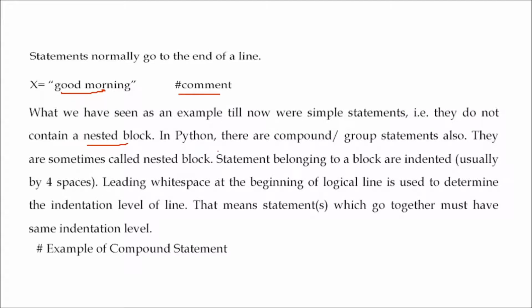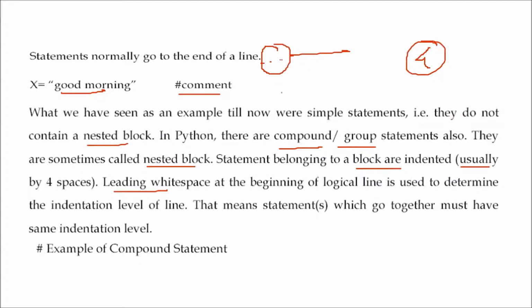And we have seen the simple statement now, but we will have Python having nested blocks. So the statements can be compound or grouped also. They are called nested blocks. And such statements which belong to the block, they are indented. Usually in Python we take as a convention 4 spaces. The leading white spaces at the beginning of a logical line, the beginning 4 spaces, are used to determine the indentation level of the line. This means that the statements which go together must have the same indentation level.